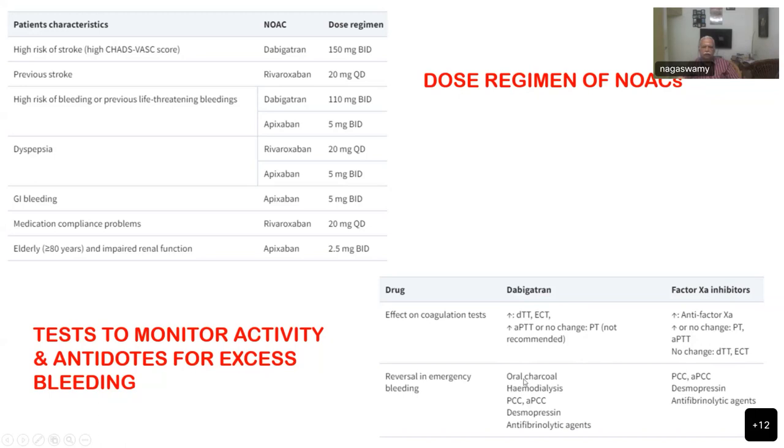Reversal in emergency: for dabigatran, you can give oral charcoal, hemodialysis, fresh frozen plasma or activated prothrombin complex concentrate, prothrombin concentrate, desmopressin, and antifibrinolytic agents. And for factor 10A inhibitors, again the same thing: desmopressin and tranexamic acid, all these things can be given.